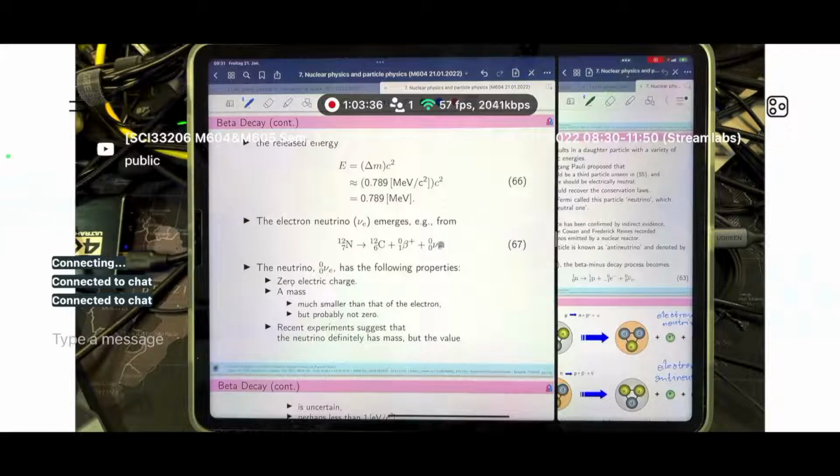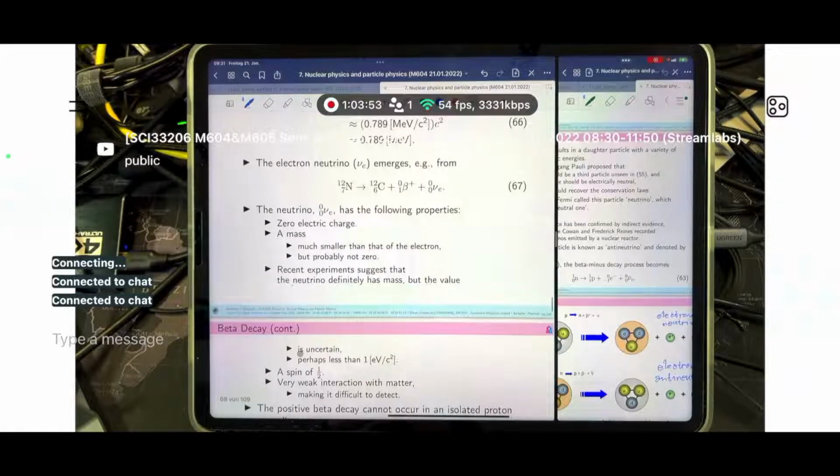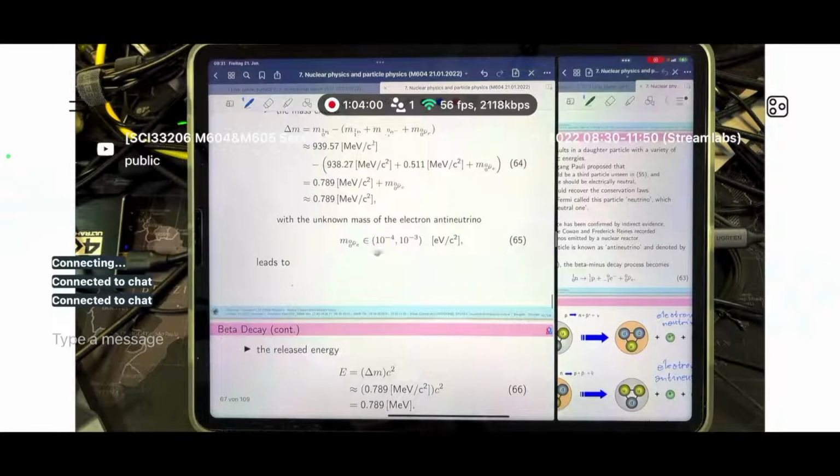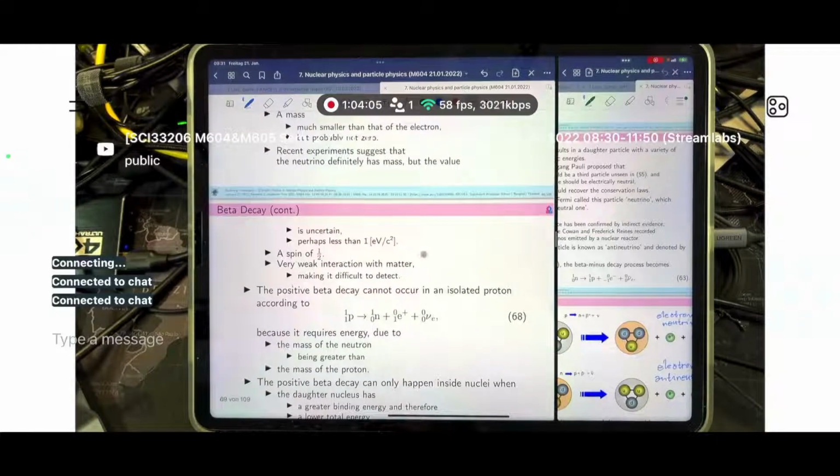Maybe in your generation, once you are 60 years old or senior like me, physics might have discovered the exact value for the mass of the neutrino. Recent experiments suggest that the neutrino definitely has mass, but the value is not sure, perhaps less than 1 electron volt per c squared. Because it's not well known, the information might differ from time to time.